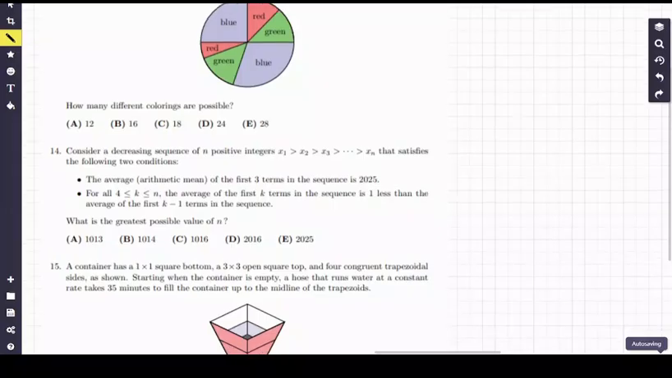So now let's consider a continuously increasing sequence of n positive integers x1 is smaller than x2 is smaller than so on up to xn, that satisfy the following conditions. The average of the first 3 terms in the sequence is 2025. For all 4 is smaller than or equal to k is smaller than or equal to n, the average of the first k terms in the sequence is 1 less than the average of the first k minus 1 terms in the sequence. Blah blah blah. What is the greatest value of n?